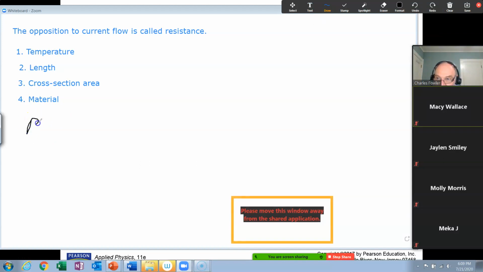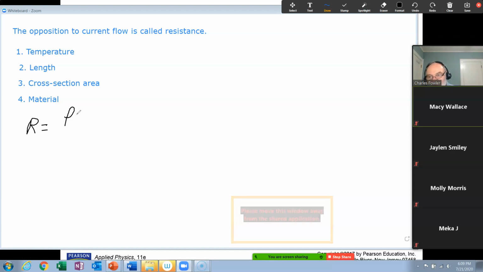Your resistance, capital R, and by the way, that's the parameter for resistance, capital R, is equal to rho. Now, we've seen rho's before. This time, rho is called your resistivity. That depends on the material. Okay, like we said, silver has the lowest resistivity. Right behind it is copper. Down the list is aluminum. Down the list is iron. Way down the list is things like tungsten, okay, and other things like that.